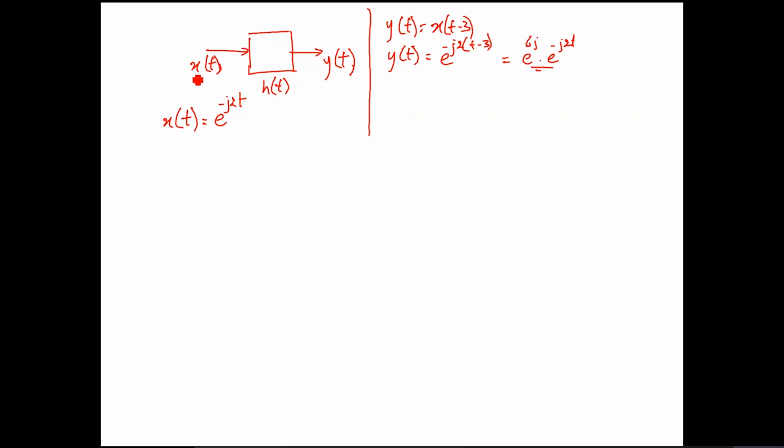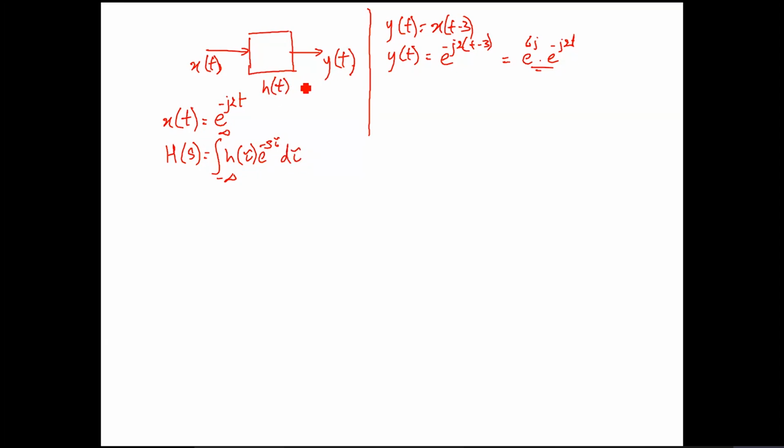But let's just use the concept of eigenfunction and eigenvalue. Now we know that the eigenvalue is basically going to be h of s, which is the integral from minus infinity to infinity of h of tau e raised to the power of minus s tau d tau.